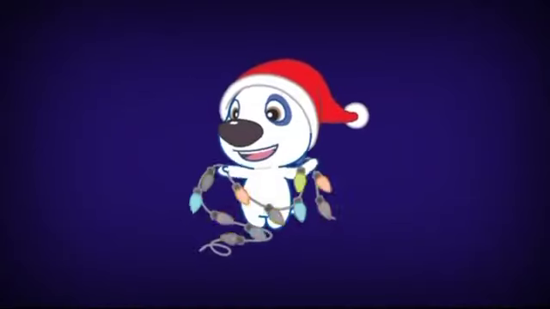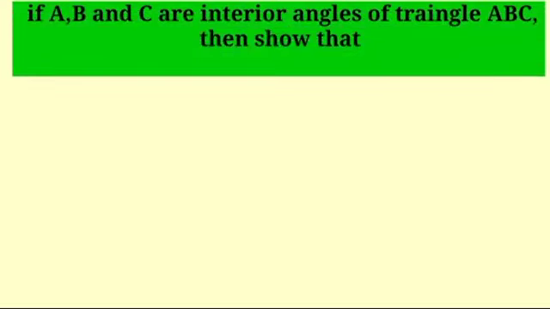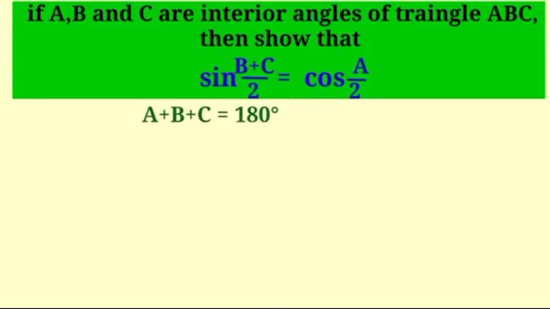Let us take a problem. If A, B and C are interior angles of triangle ABC, then show that sin of (B plus C by 2) equal to cos A by 2. Given A, B and C are interior angles of triangle ABC, then A plus B plus C equal to 180 degrees.